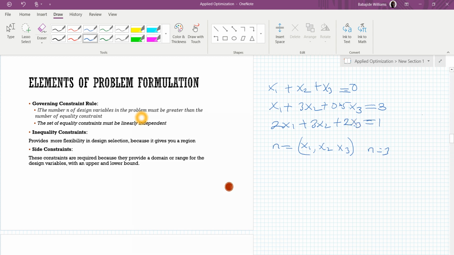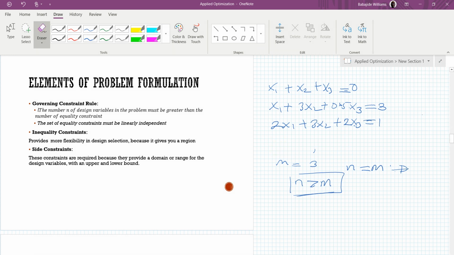So the set of constraints must also be linearly independent. What I'm saying here is that m here is 3. So n equals m here is not too good. You need to have n greater than m. This is important. So if I take this out right now, let's take this out for example.